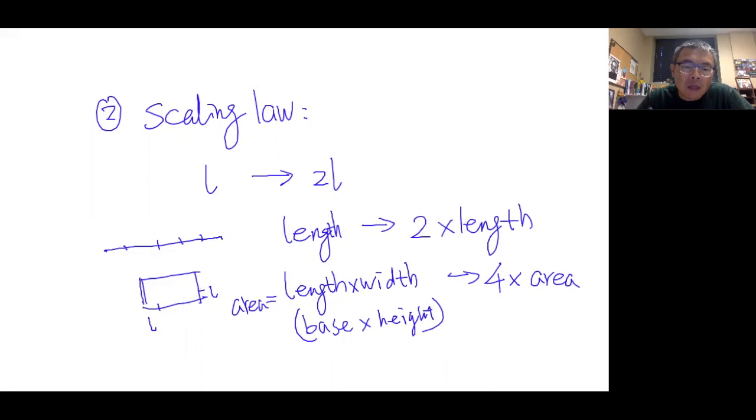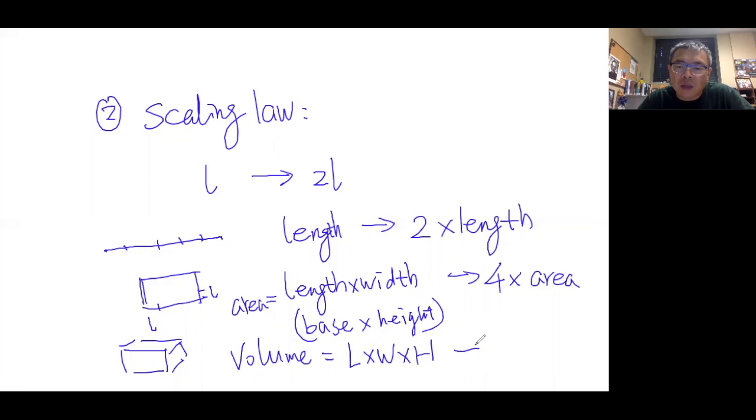What about the volume? Like a rectangular box. In that case, the volume is given by the multiplication of length times width times height, right? So each one of them is doubled, so the whole thing is actually 2 times 2 times 2, so it's 8 times the original volume. So as the length scale changes, those different quantities change differently with respect to length. That's what we call, in the current context, the scaling law.